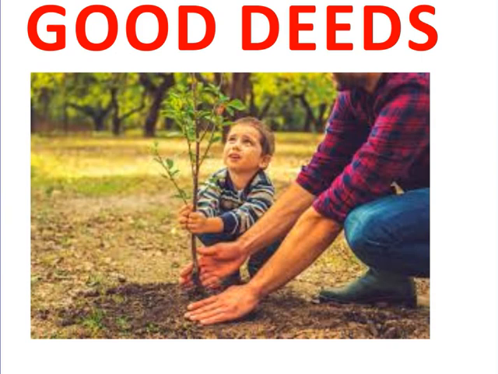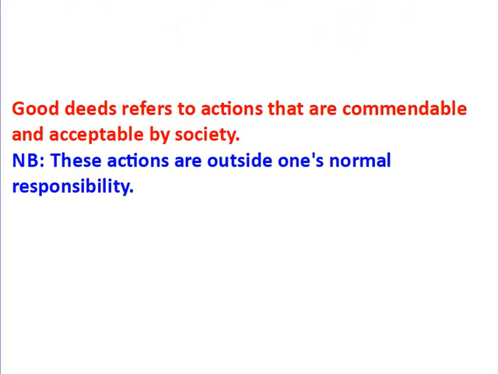We will start with good deeds. Looking at the picture, you can see a child and the father planting a tree, and we are saying that this is an example of a good deed because what they are doing is outside their normal responsibility. So based on the picture, let's explain what good deeds are. Good deeds refers to actions that are commendable and acceptable by society. So the behaviors you put up in your community, the actions that society accepts, we call them good deeds. And remember, good deeds are normally outside your responsibility.